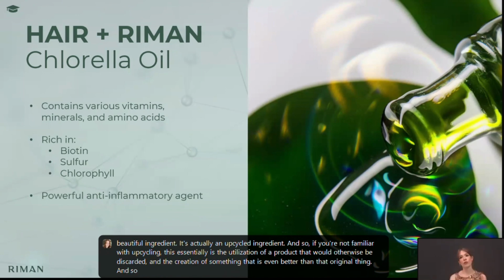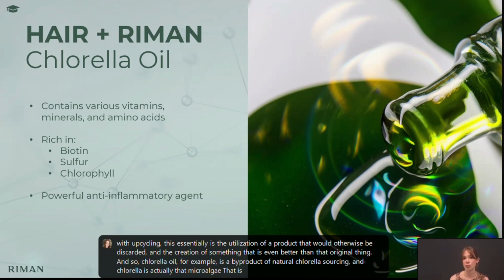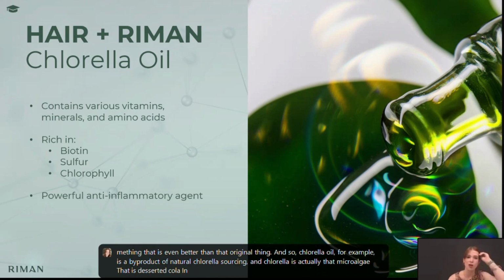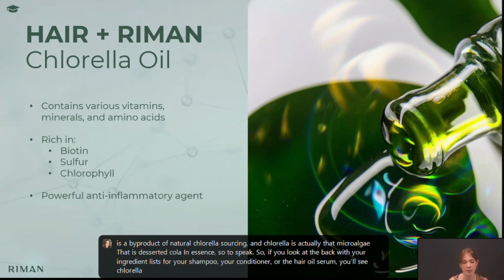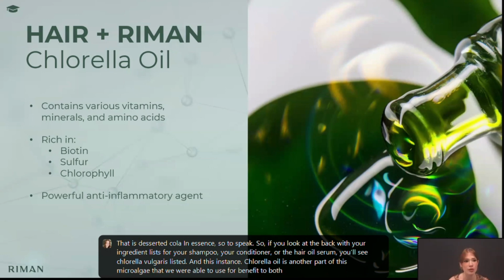And so chlorella oil, for example, is a byproduct of natural chlorella sourcing, and chlorella is actually that microalgae that is Deserti Cola Plus in essence, so to speak. So if you look at the back with your ingredient list for your shampoo, your conditioner, or the hair oil serum, you'll see chlorella vulgaris listed. And in this instance, chlorella oil is another part of this microalgae that we were able to use for benefit to both scalp and strands.